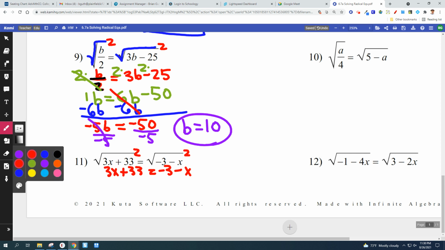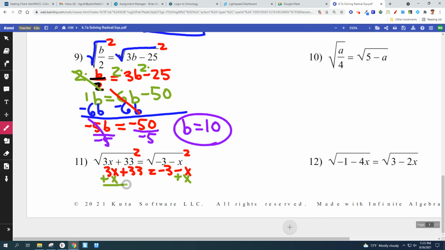I want to get my variables together. I always do the variables first. You can do the numbers first if you want, but I think it's more efficient if you do the variables first. I always get rid of my smaller variable. This one's smaller, so I'm going to add x to both sides. I think that's the most efficient way of doing it. You can do it other ways, but this is usually going to be the fastest. Get rid of your smallest x.